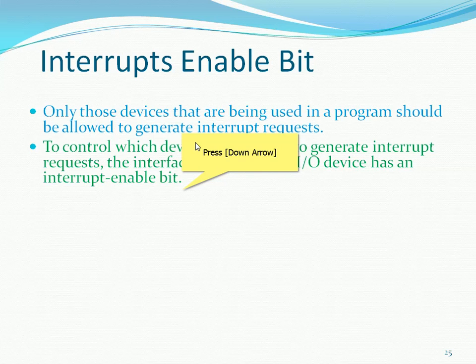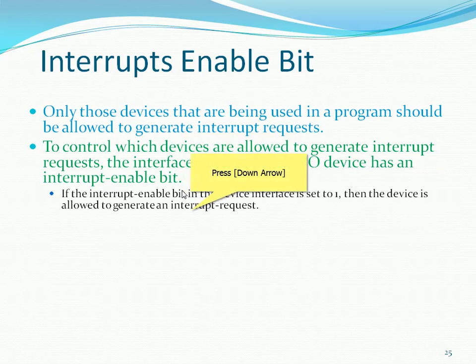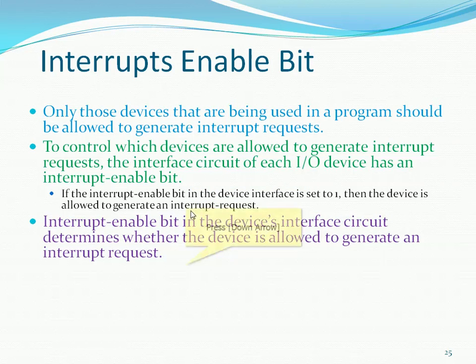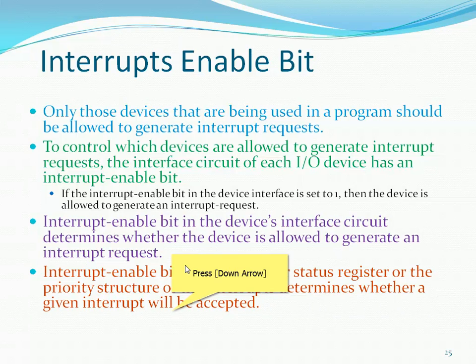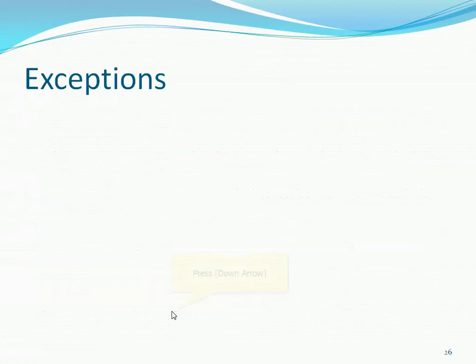The interface circuit of each IO device has an interrupt enabling bit. The enabling bit tells about the device ID and its status. Then the device is allowed to generate the interrupt request. So the enabling bit in the device interface circuit determines whether the device is allowed to generate an interrupt request. The processor status register or the priority structure of an interrupt determines whether the given interrupt will be accepted or not.